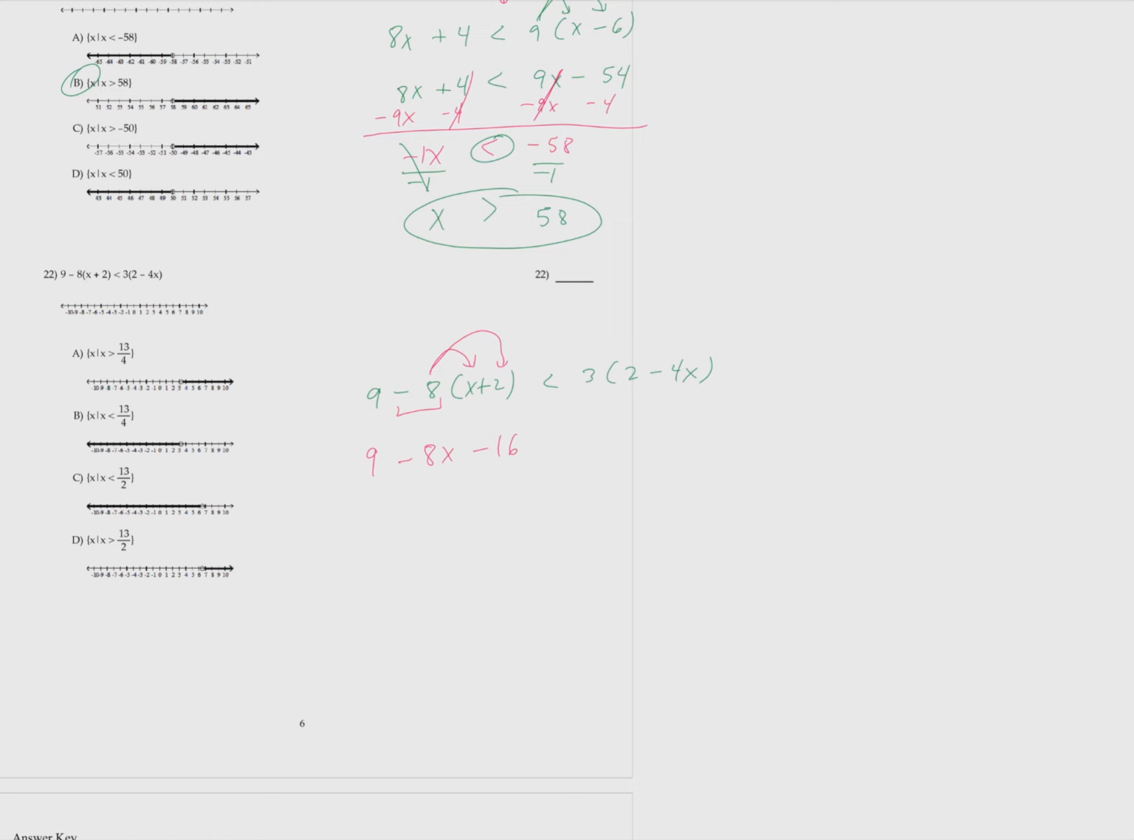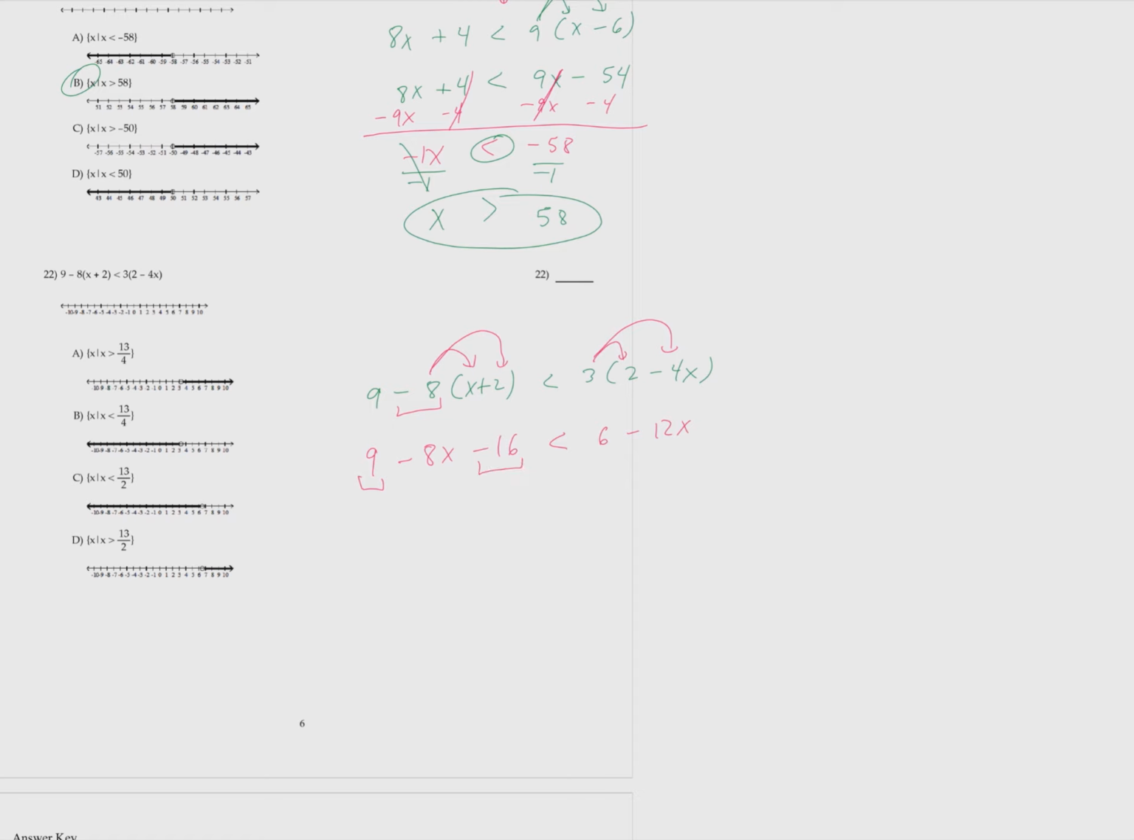The most common mistake people make is they put 8 times x. They'll correctly put negative 8x because the negative's there. But then they'll put plus 16 because they forget that the negative 8 is being multiplied, not an 8. The right side is quite simple. It's just 3 times 2 and then 3 times negative 4x. So it's 6 minus 12x. And now, before I move things from one side to the other, I'm going to combine like terms.